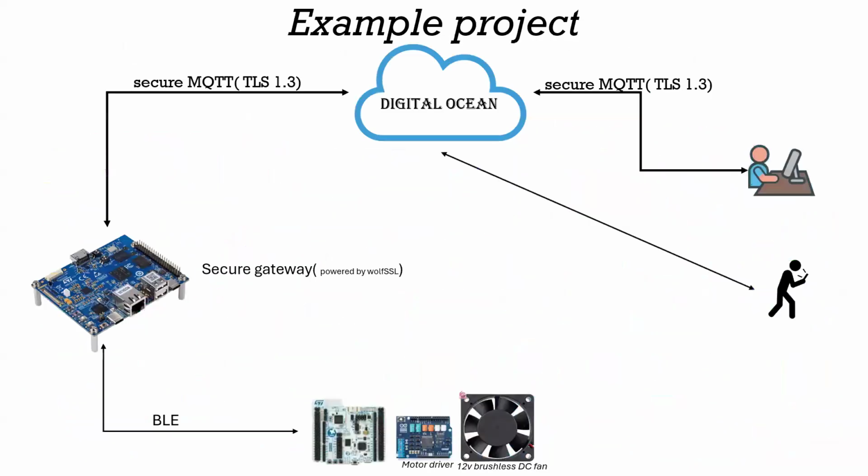So here is a simple example project. This is basically the secure gateway, which is an MP2 board running ARM Cortex A35, which is a dual core, 1.5 gigahertz each core. The system has 4 GB of RAM, and it's running our custom Linux inside it.